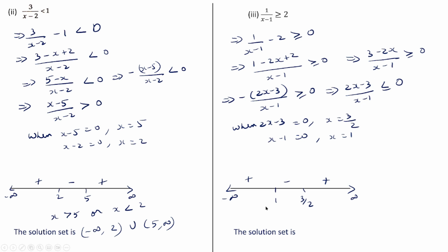And in the interval minus infinity to 1, it is positive. But we want the interval where it is negative, because (2x minus 3) by (x minus 1) is less than or equal to 0. So this function is less than or equal to 0 in this interval 1 to 3 by 2. So the solution set is 1 less than or equal to x less than or equal to 3 by 2, or x belongs to closed 1 comma 3 by 2.